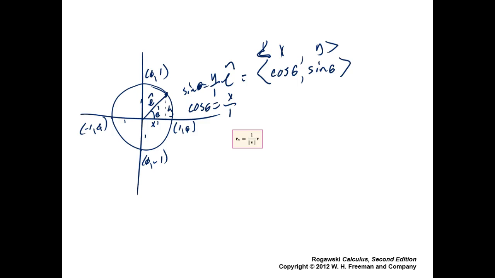How are we doing? Is it time? Yeah. All right, we'll pick up with this other feature of unit vectors next time.